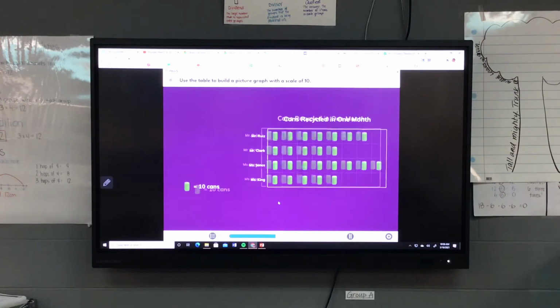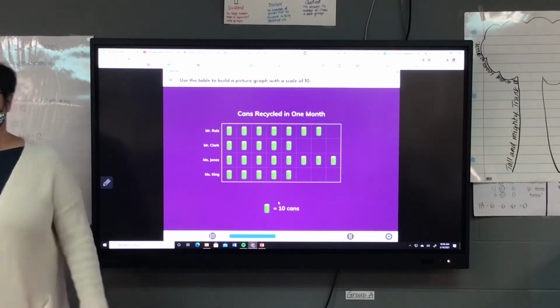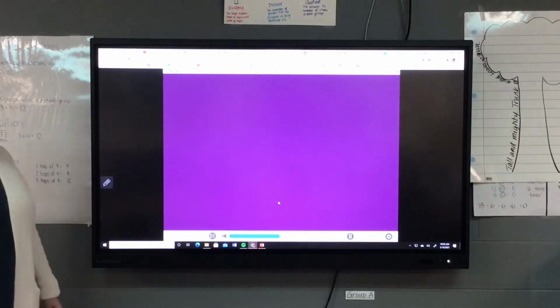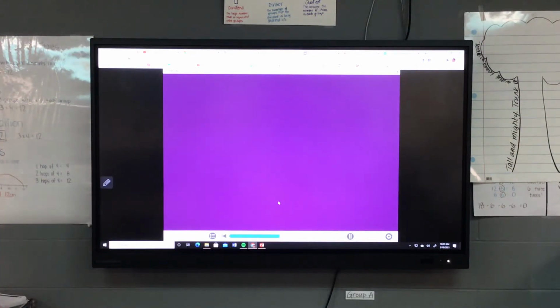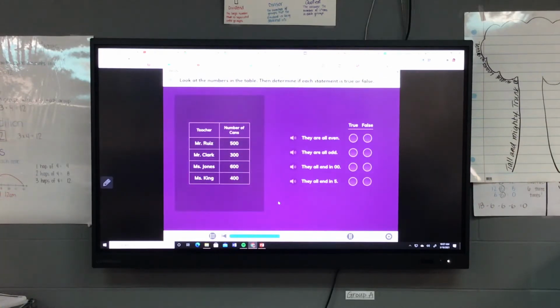You sounded like a duck. You made a graph for how many cans were collected in 1 month. Now let's look at the whole year. Oh, boy. This table shows how many cans were recycled during the whole school year. Look at the numbers in the table. Then determine if each statement is true or false.